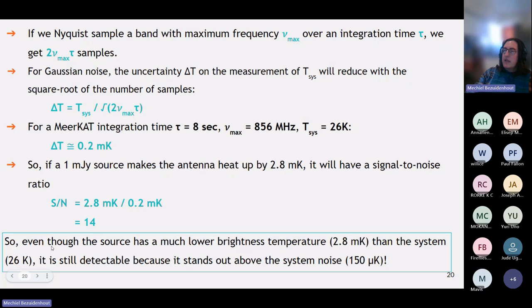So even though the source has a much lower brightness temperature at only 2.8 millikelvin than the system temperature of 26 Kelvin, we are still able to detect that signal because it stands out above the noise in the system, which is only about, sorry, that should be 0.2 millikelvin.